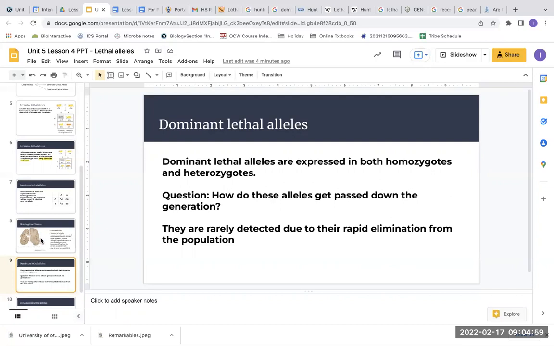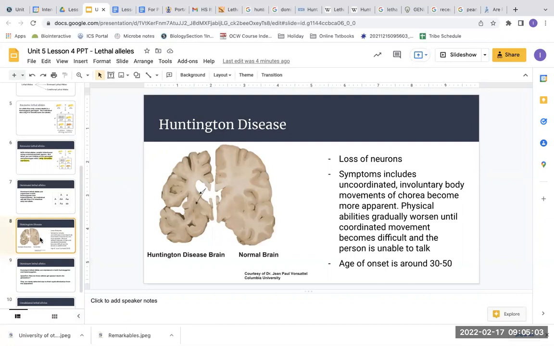And there is a human example for this, and that is called Huntington disease. Huntington disease is basically a genetic mutation that affects the neurons and the nerve cells in the brain. You can see that on the left-hand side is a Huntington disease brain, on the right-hand side is a normal brain. And you can see the loss of neurons or loss of nerve tissues. And there are symptoms associated with not being able to control different parts of your body.